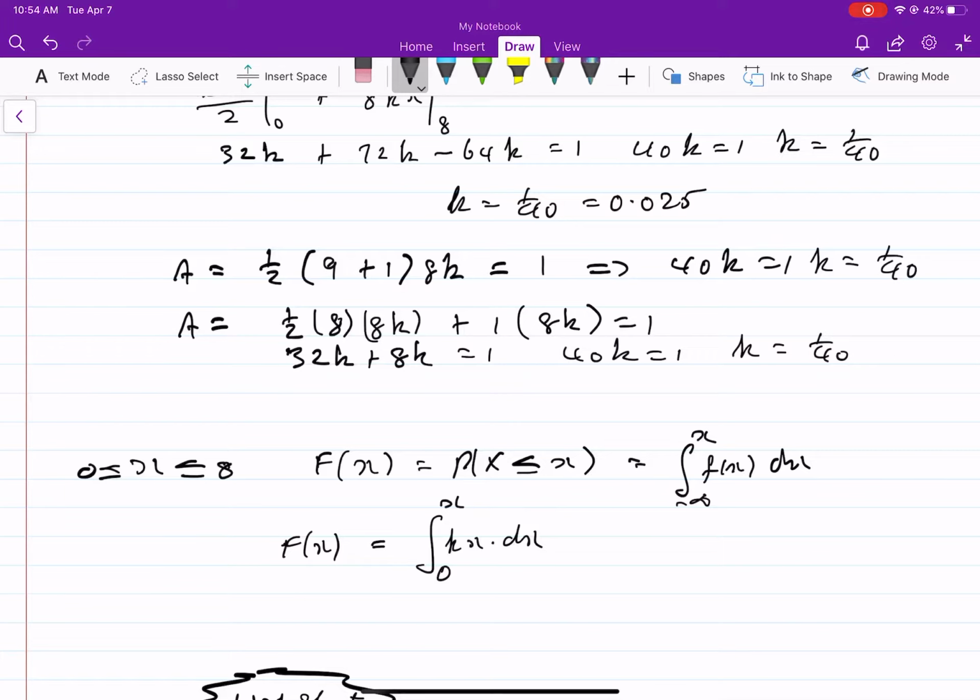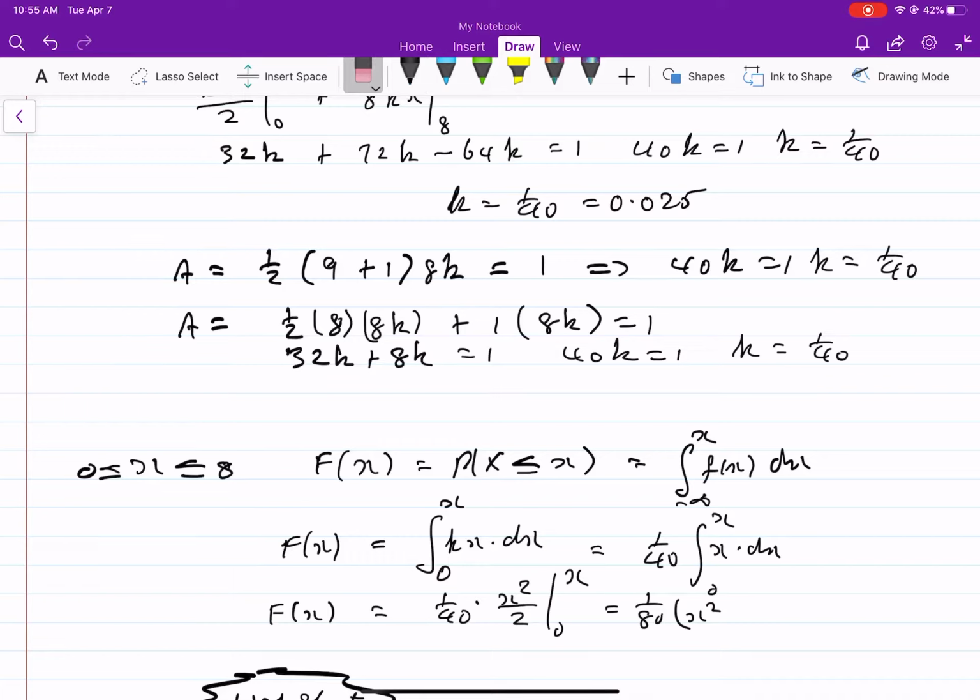But remember, we found the value for k, right? So we can plug it in right now. 1/40th, I pull the constant out, integral of x dx between 0 and x. Big F of x is equal to 1/40 times x squared upon 2, evaluated between 0 and x, which gives me 1/80 times, if I plug in my upper limit, plugging in x for x, I get back the x squared, and plugging in 0 for x, I get 0. So x squared minus 0. So for that first part it is 1/80 x squared.